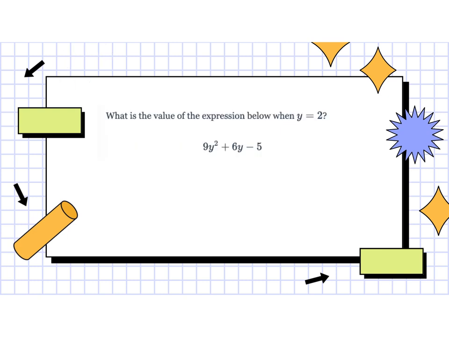The next one: what is the value of the expression below when y equals 2? Now we're back to just one variable, but we do have a squared value. So I'm going to write PEMDAS up here. I see no parentheses, but I do see exponents. So I'm going to replace it. I'll do the same thing I did in the last example: 9, and then y squared, so y squared would be 2 squared. And then plus 6, y is still 2, and then minus 5.